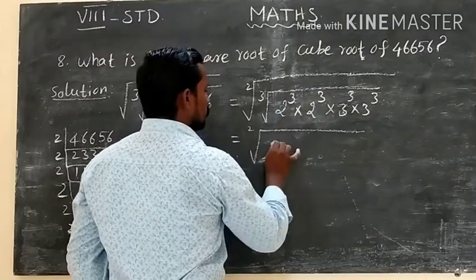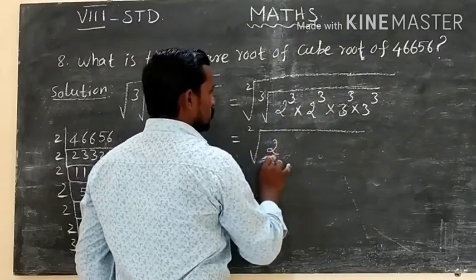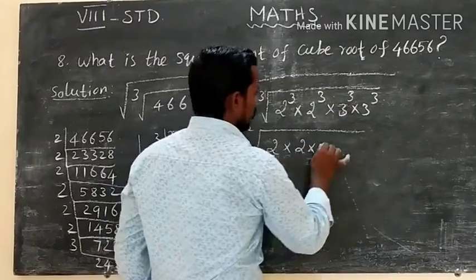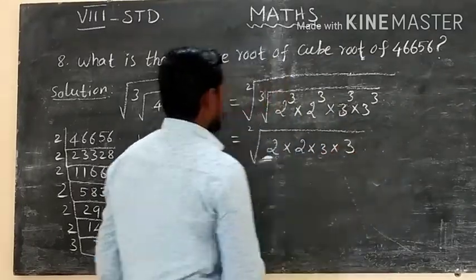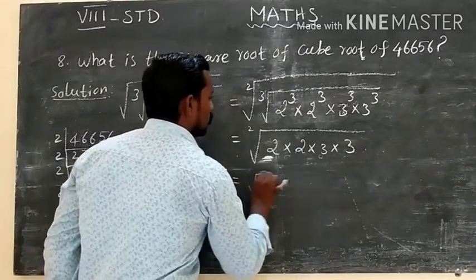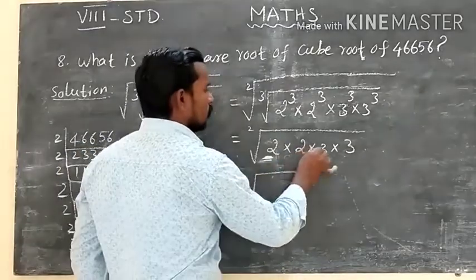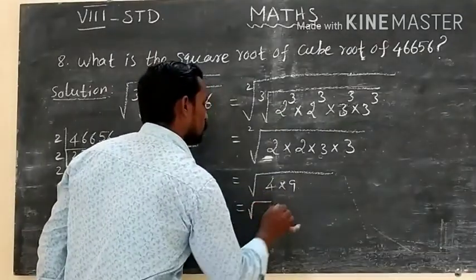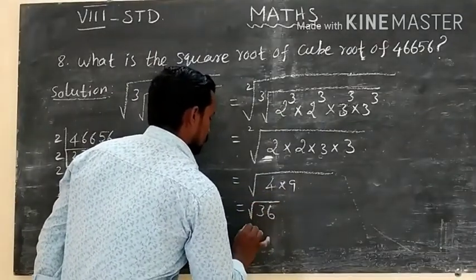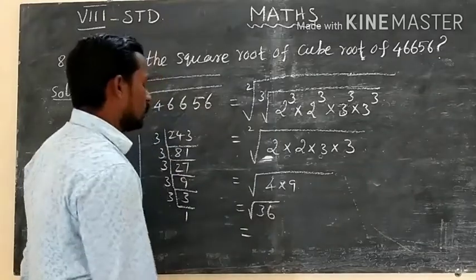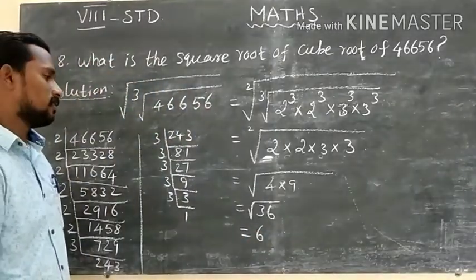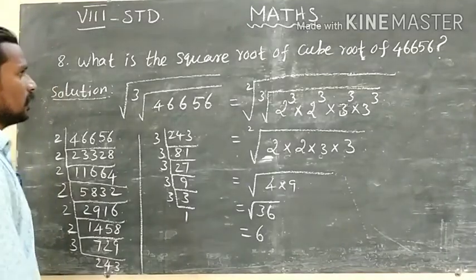The cube root of 2 power 3 means 2, and 3 power 3 into 3. That's all. Which is equal to the square root of 2 2s are 4, 3 3s are 9, which is equal to the square root of 4 9s are 36. What is the square root of 36? It is 6, because 6 6s are 36. We already know the result. Okay, that's the answer.